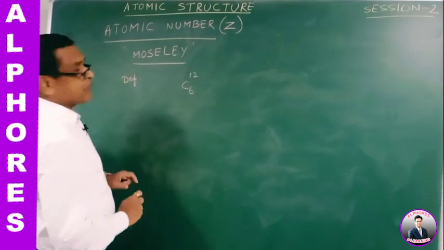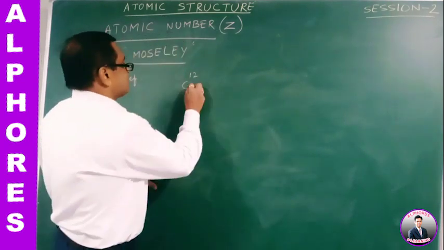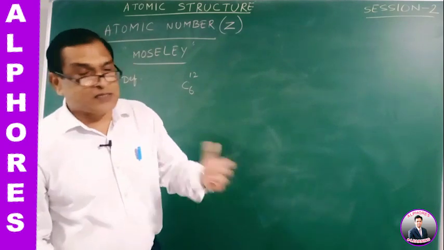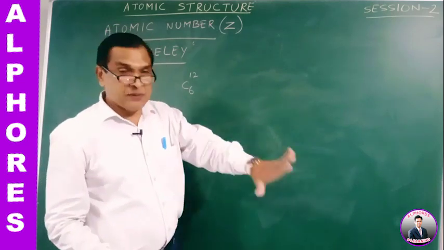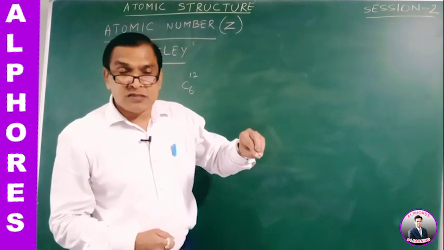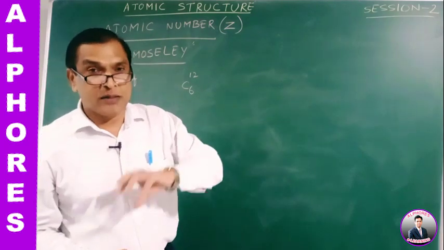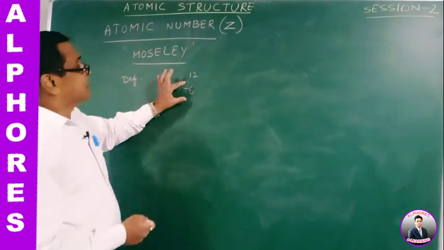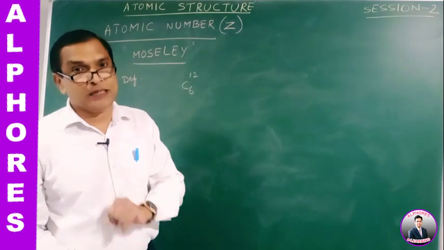Now the definition of atomic number. The number of protons present in the nucleus of an atom or ion represents the atomic number, or the number of electrons present in a neutral atom is the atomic number.